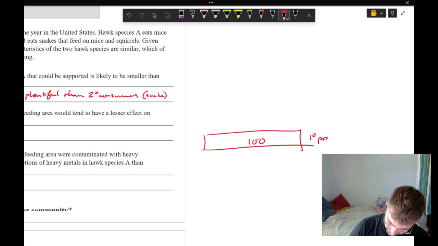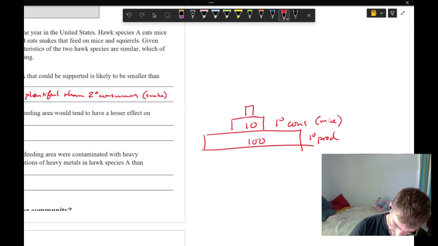This is our primary producer. This is our primary consumer, which is mice. And then we have secondary consumers, hawk A and snake. And then you have tertiary consumer. This is hawk B.